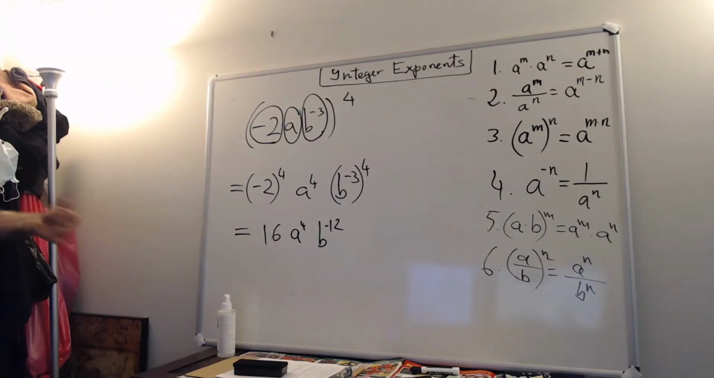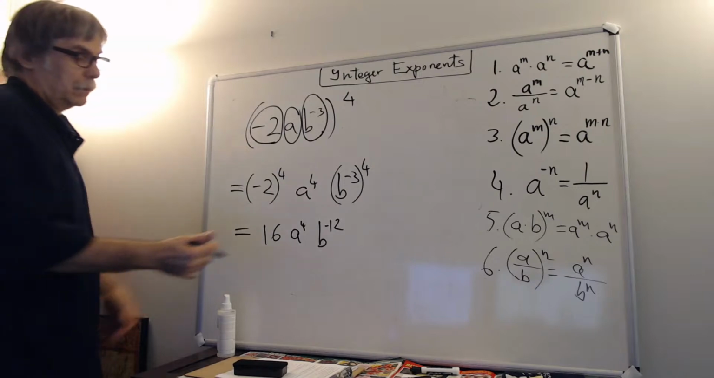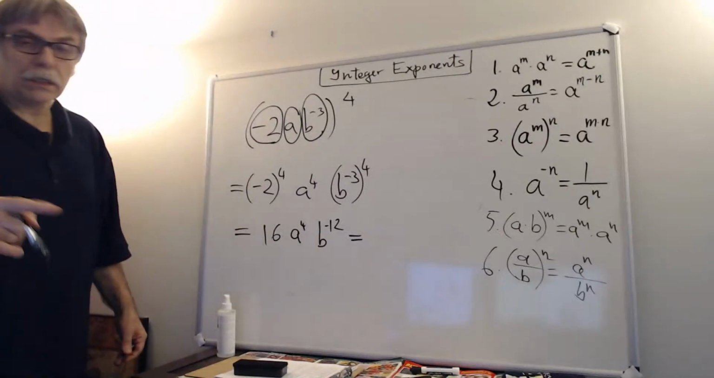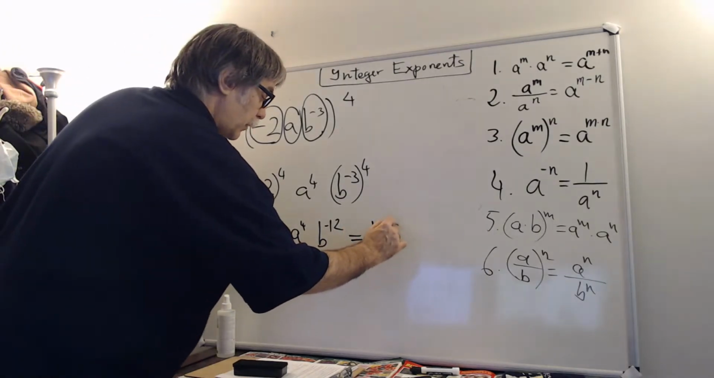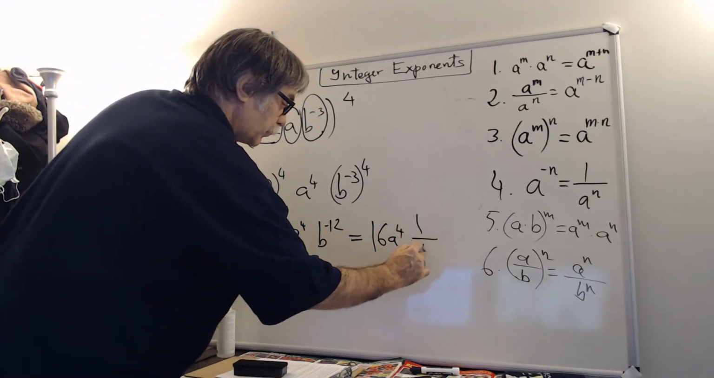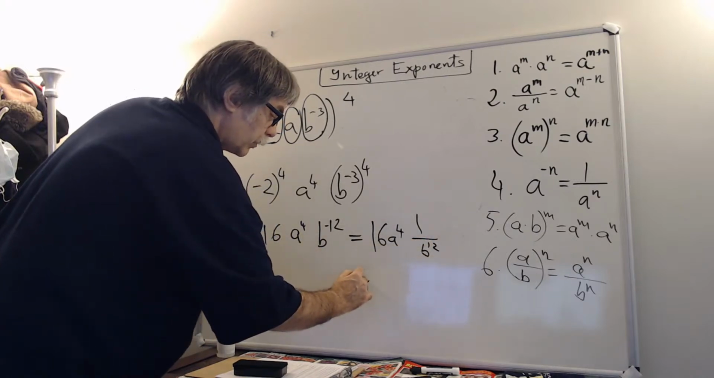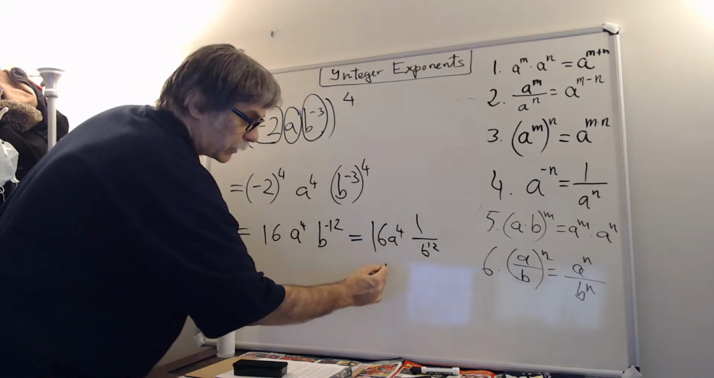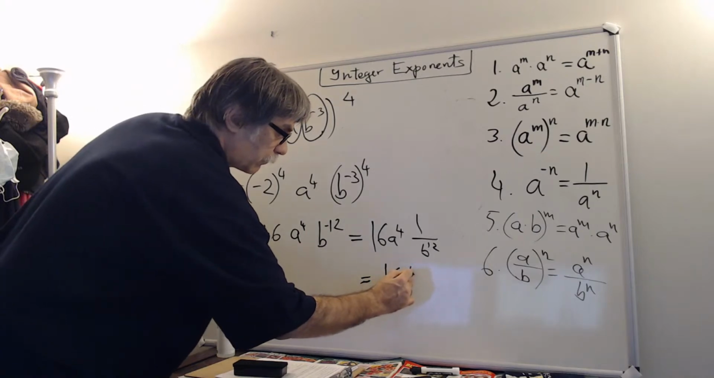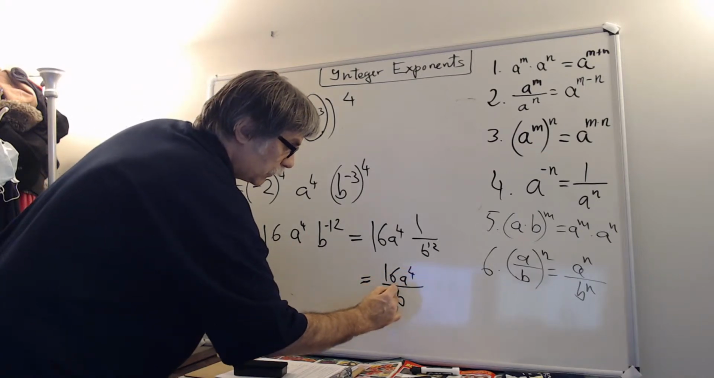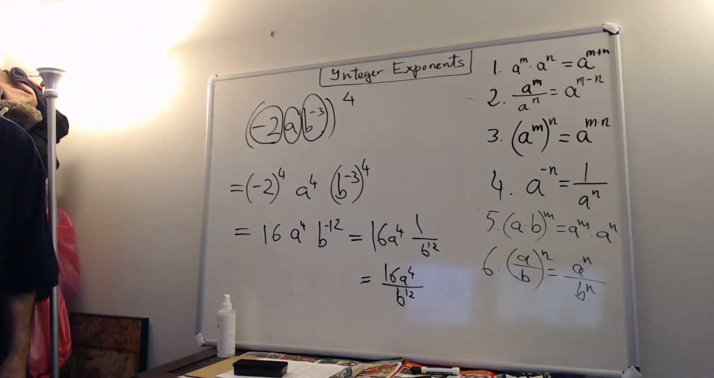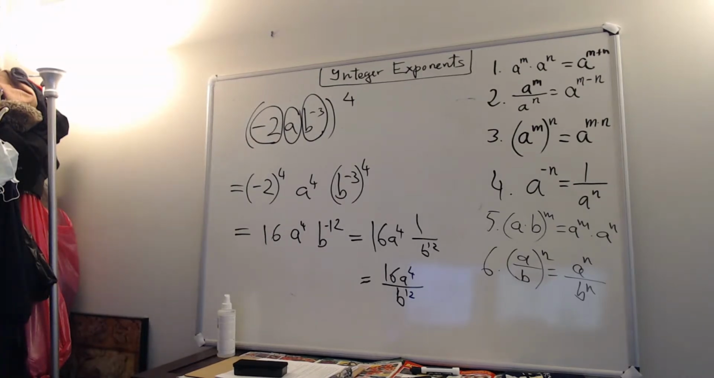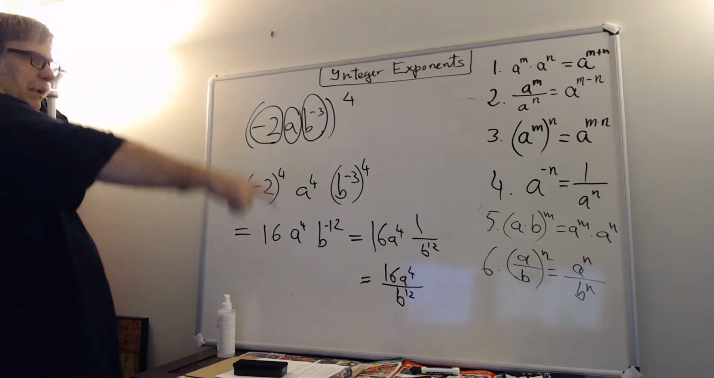Now you could stop here, but if you want to write this with the non-negative exponent, you're going to have 16 a with the power of 4 times 1 over b with the power of 12. Or you can now write it as a single fraction, 16 a with the power of 4 over b with the power of 12. And you don't have any more negative exponents. Everything is positive or non-negative. Okay? So you got to remember this.